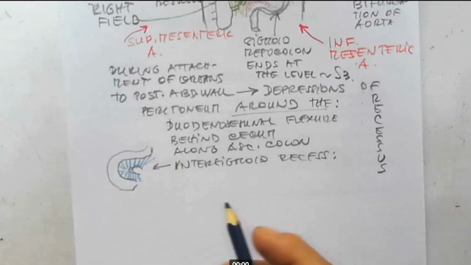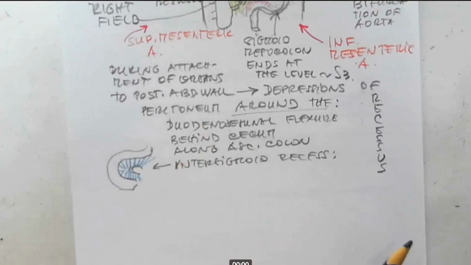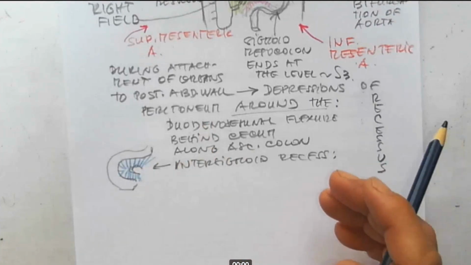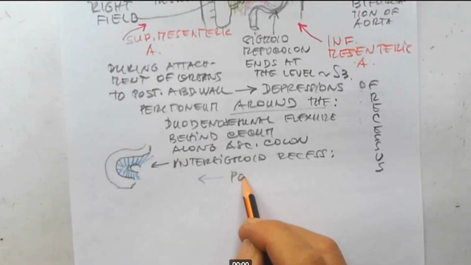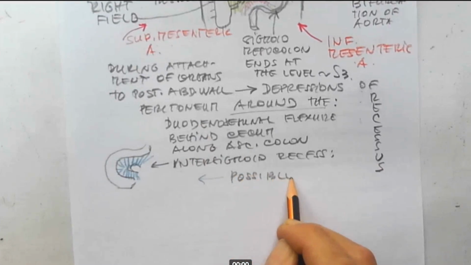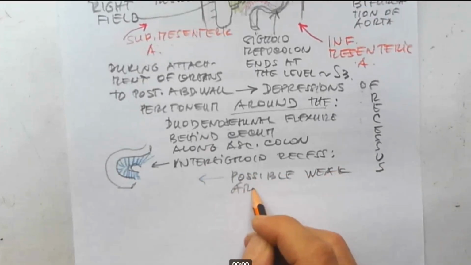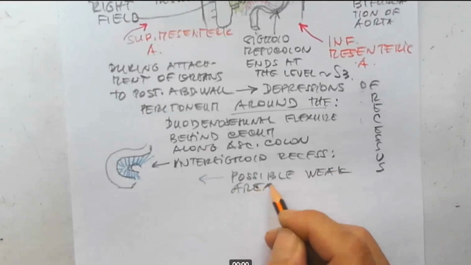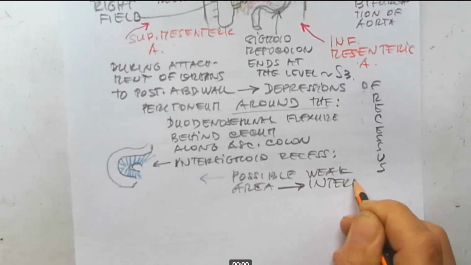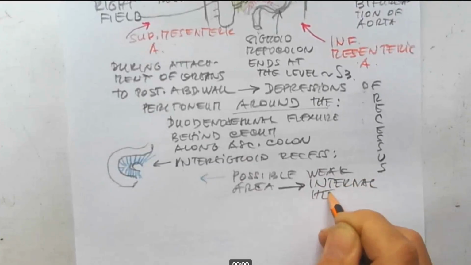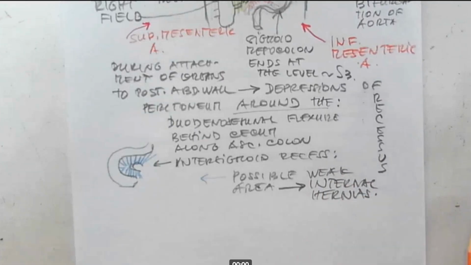But in case the intersigmoid recess or also the other ones are larger, wider, deeper, this is again possible. We would say possible weak area of the abdominal cavity, a site of internal hernia. So we could say that internal hernias could be found in these depressions. That's why we speak about these clinically important depressions.